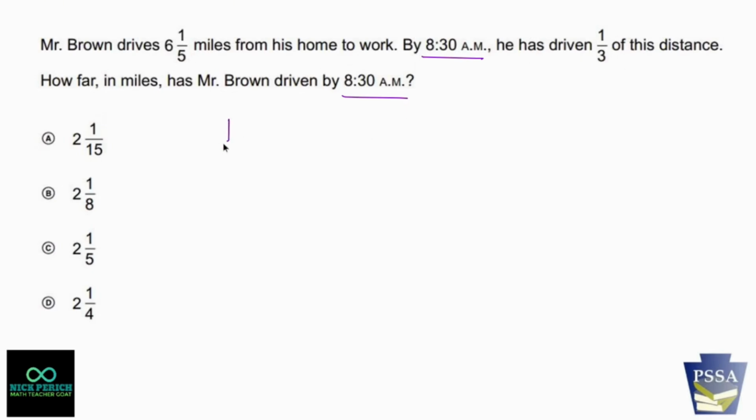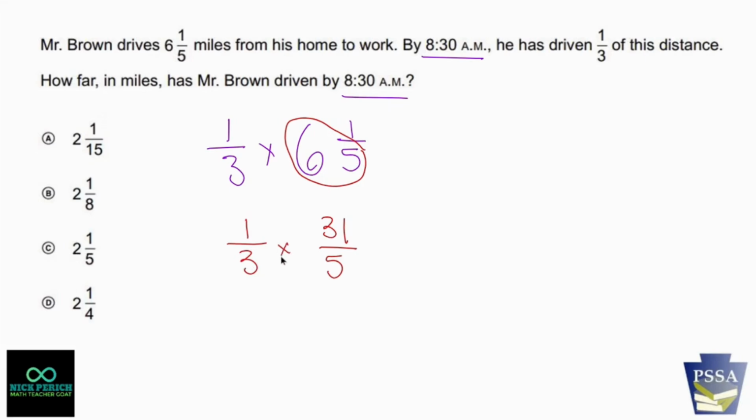So we need to do 1/3 times 6 1/5. So what I'm going to do is turn this into an improper fraction. This is how I do it. Multiply the whole number to the denominator. So 6 times 5 is 30. And then add that 1 to make it 31 over 5. And we're going to multiply 1/3 to that.